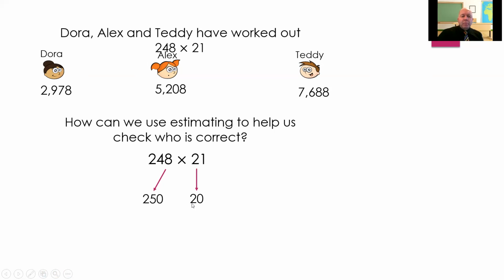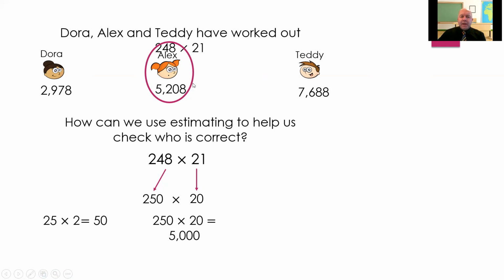And that's something we can probably do in our heads, because we can do 2 lots of 25, and there are 2 zeros in the question. So 2 lots of 25 is 50. So 250 times 20, remember, 2 extra zeros. What's 2 extra zeros in the answer? So it's 5,000. And the only child who is close to 5,000 is Alex.